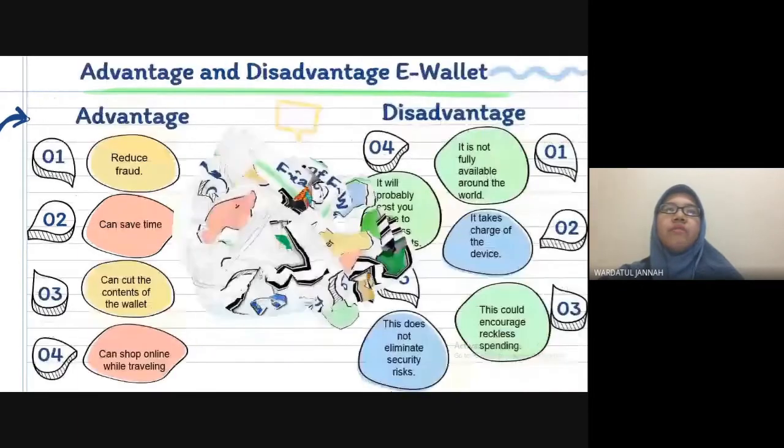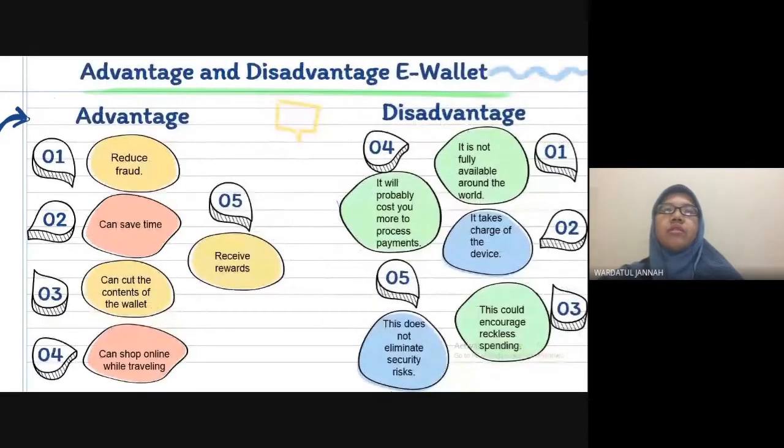Advantage and disadvantage e-wallet. Advantage of e-wallet is reduced fraud, can save customer time, can cut the content of the wallet, can shop while travelling, rewards. Okay, disadvantage pula.